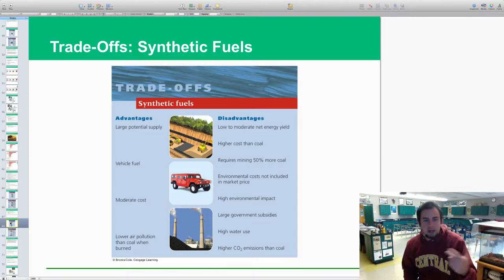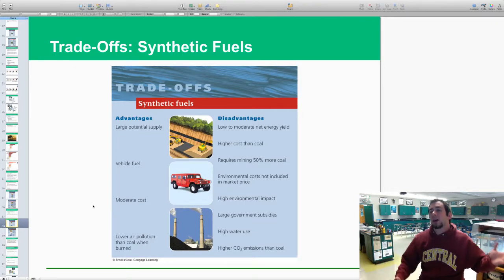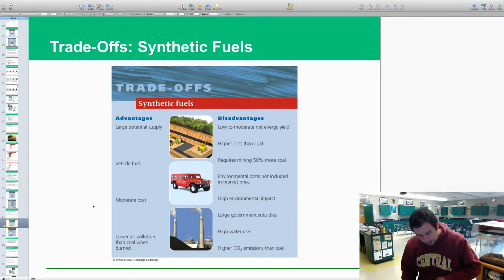Environmental costs are not included. Again, high environmental impact, large government subsidies, money's going towards this, high water usage, and maybe even higher CO2 emissions than coal. So it might produce less pollution as far as particles and soot, but it is going to have higher CO2 emissions. So that might not be a good thing. So those are a couple of our pros and cons with coal. We'll see you guys next time when we take a little bit closer look at nuclear energy.